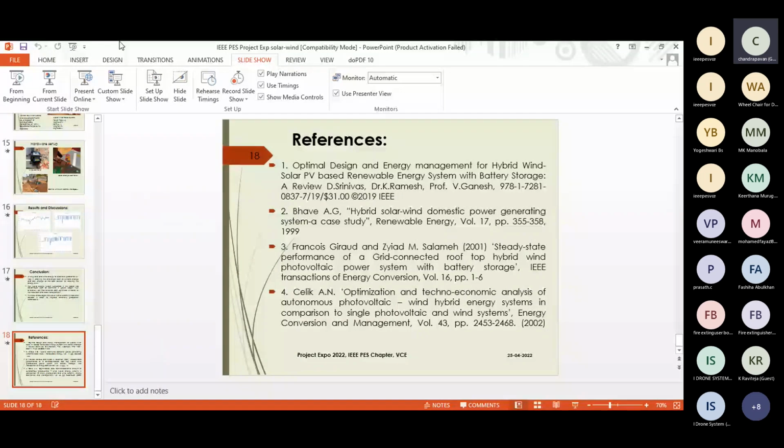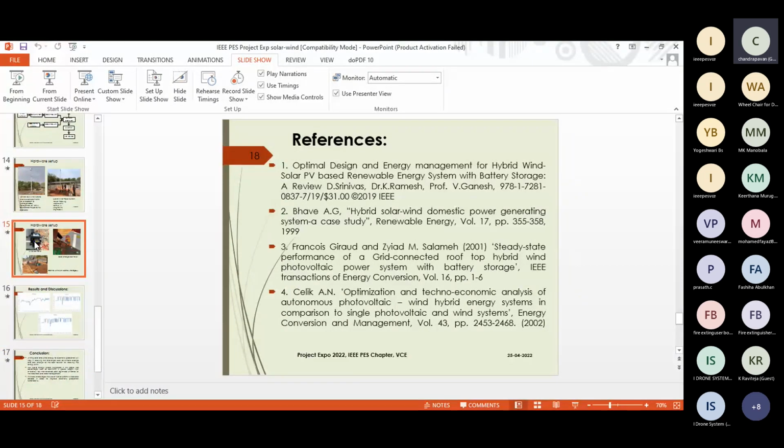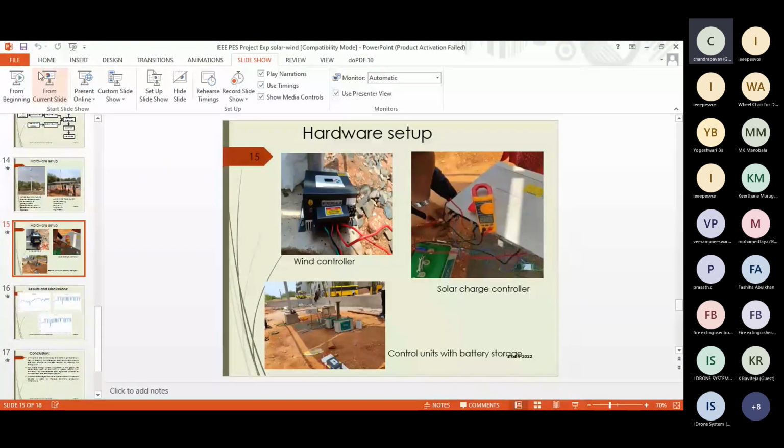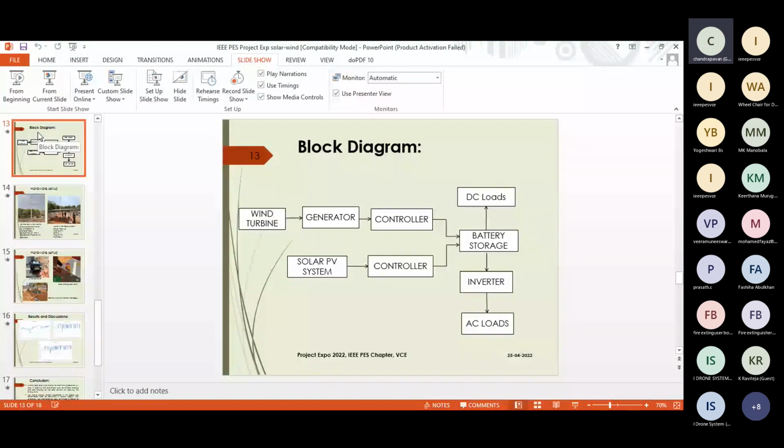Whether you had interfaced your system with a grid? No, sir, it is off-grid. Off-grid, okay. Do you have any circuit diagrams for this? Yes, sir. Yeah, please show that once. Sir, right now it is not available, sir. Okay.